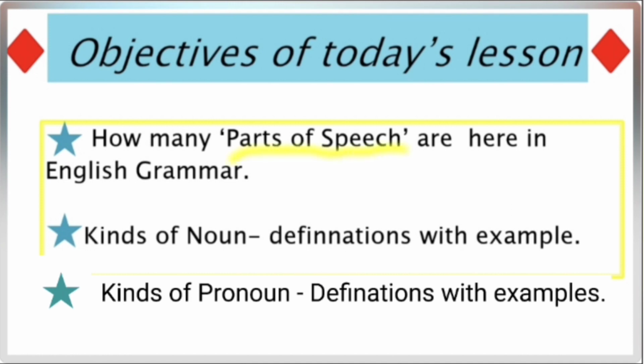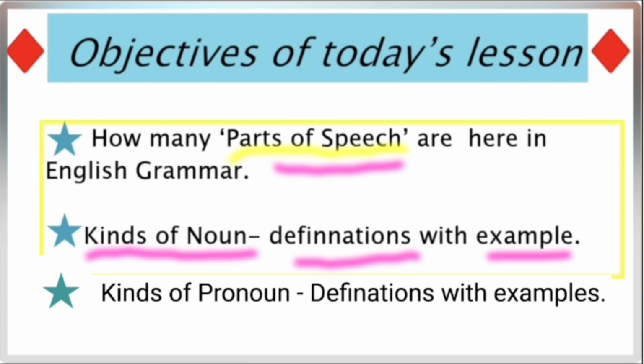But before reading this, we will read the objectives of today's lesson. What are the objectives of today's lesson? The first objective is we will read the parts of speech, that is, how many parts of speech are there in English grammar. The second objective is kinds of noun. In this lesson, we will read the different kinds of noun with their definitions and examples. And the third objective of today's lesson is we will read the kinds of pronoun also with their definitions and examples.